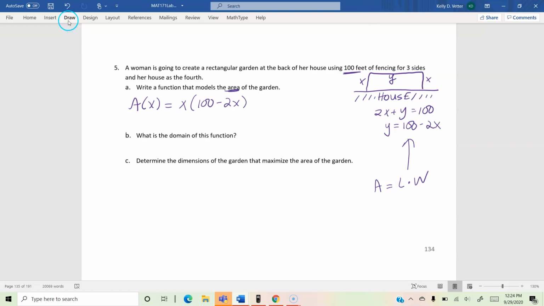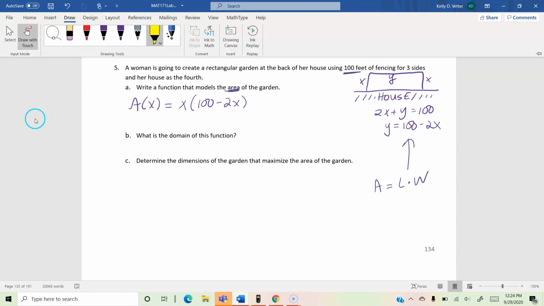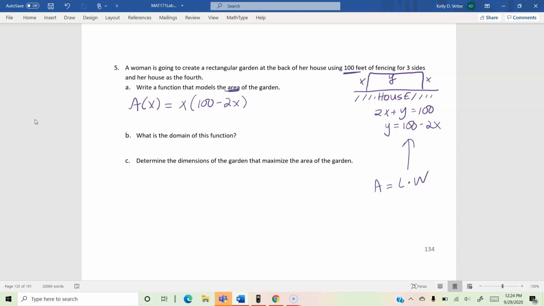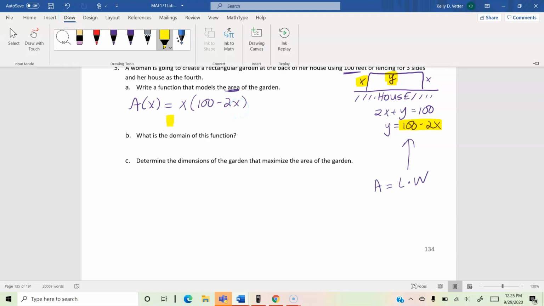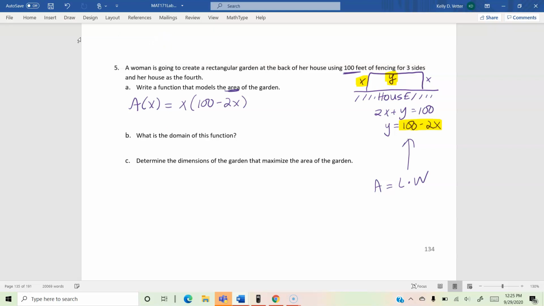And remember that we don't want to use the y, because we don't want to have x's and y's. So if you've got x times y, you want to make sure you replace the y with that 100 minus 2x, which is what I've done over here. Then we're just going to clean this up algebraically. So it's going to be 100x minus 2x squared. And this is a function that models the area of the garden.